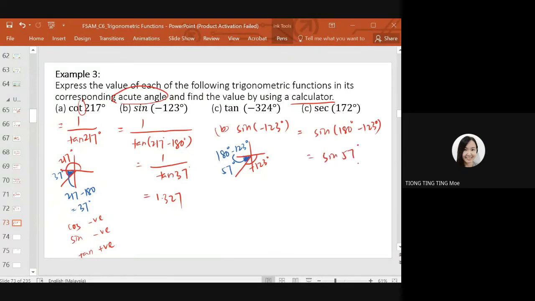Okay, sin here is positive or negative? See, left-hand side, downward, y coordinate. We look at sin, we look at the y coordinate. So it's negative sin 57. Then press your calculator, sin 57. So your answer will be negative 0.387. Okay. Then now we go to C.